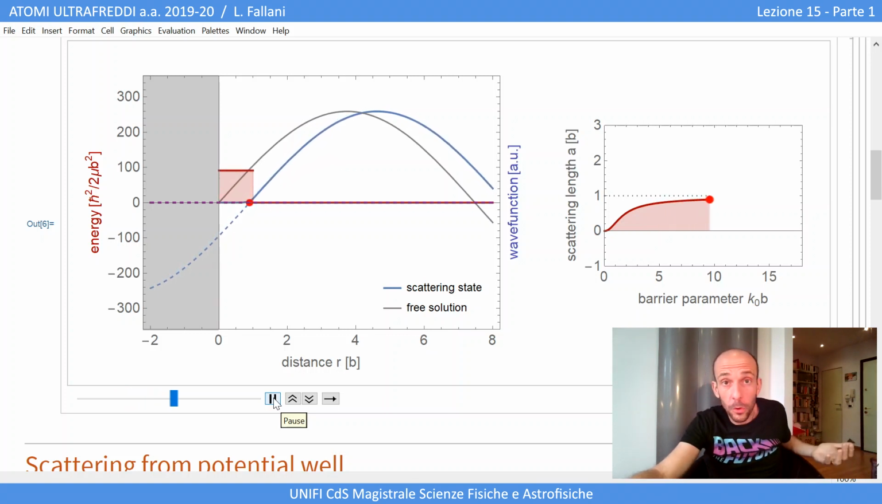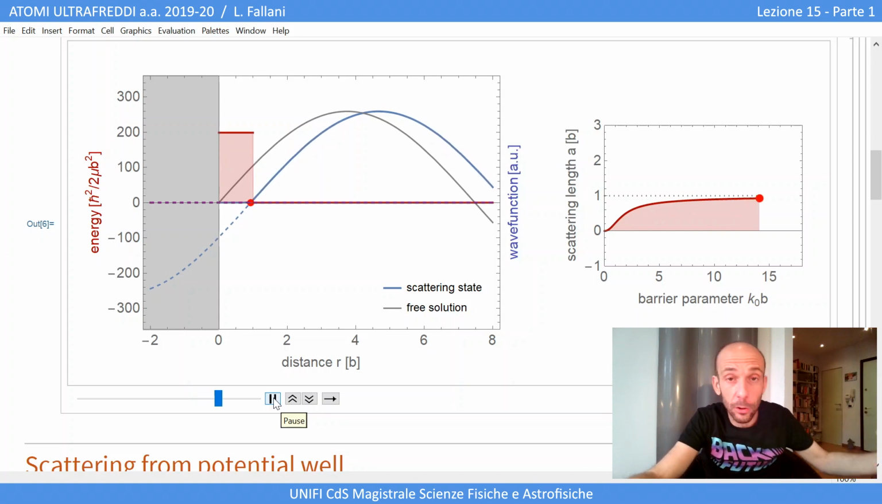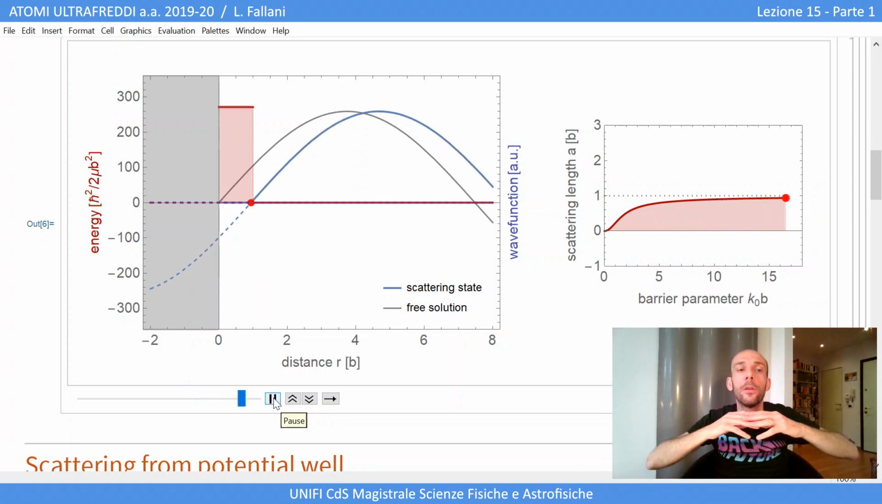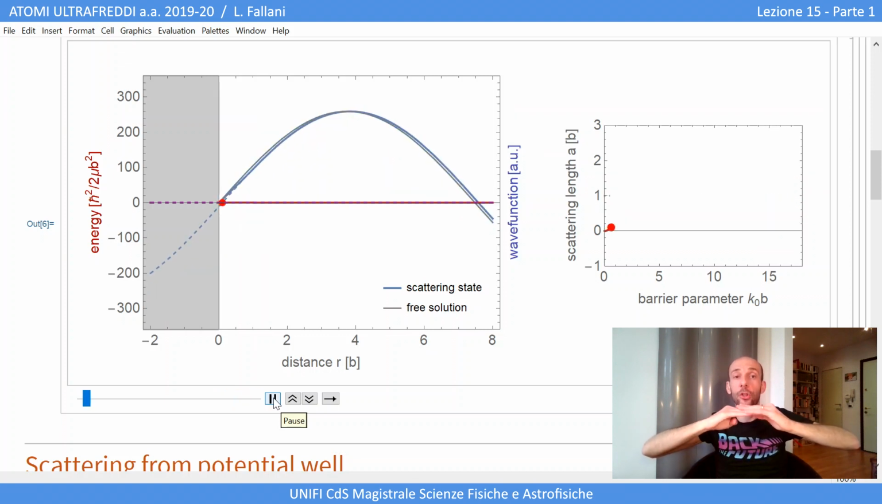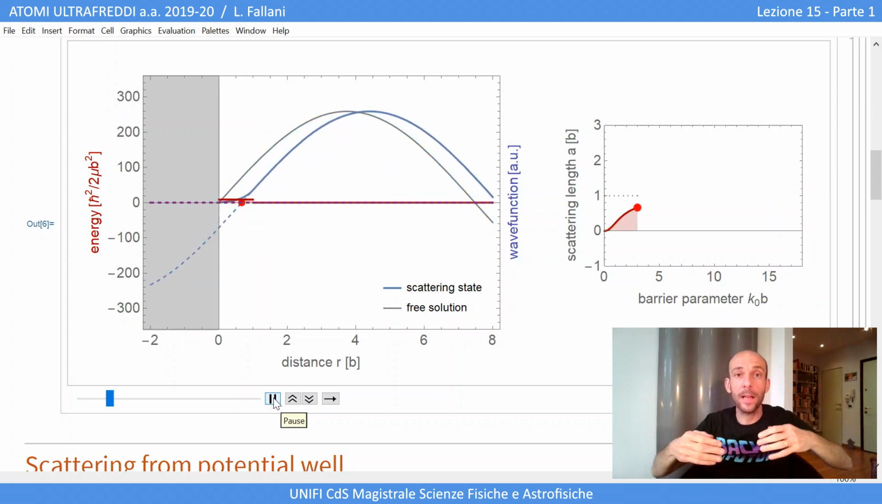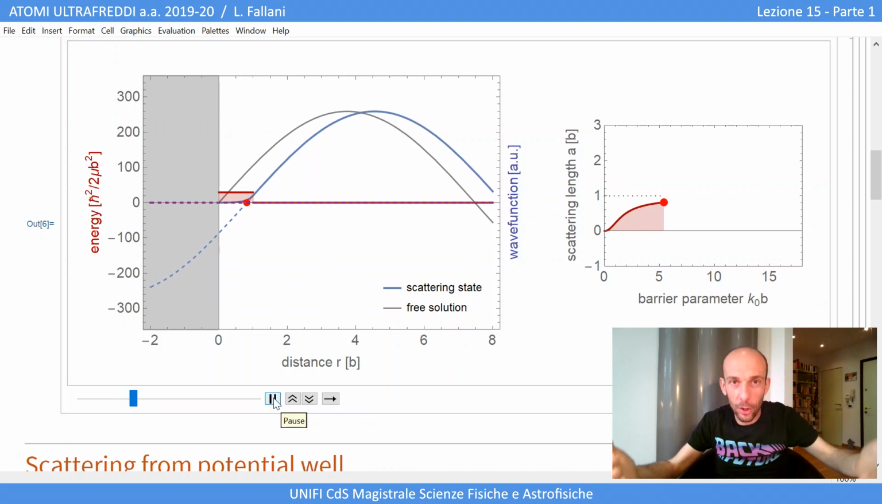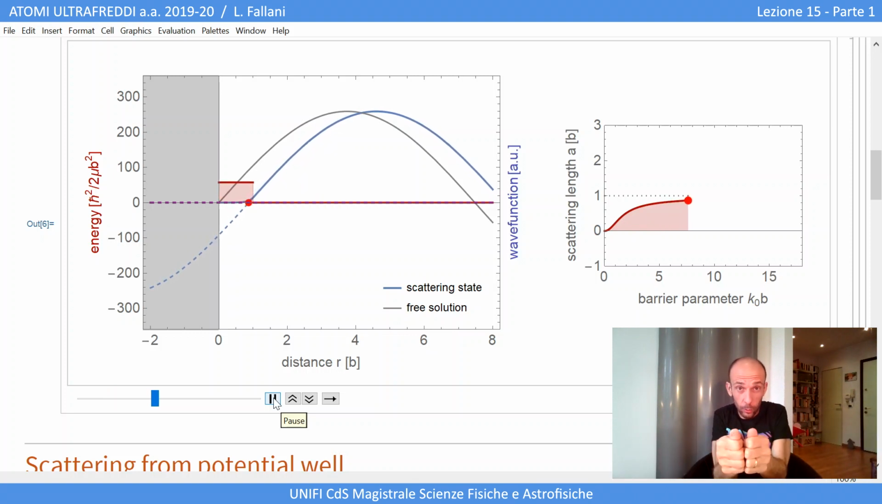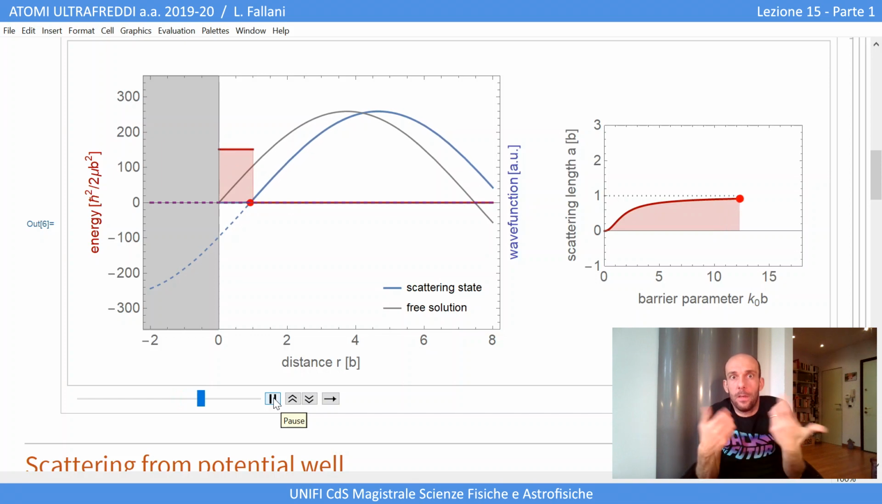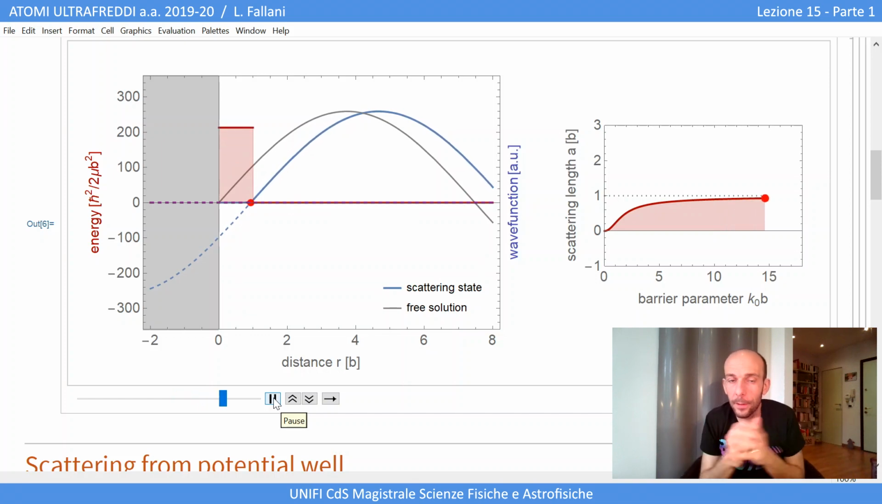And of course, this has a quite clear understanding also from a classical point of view, because you have a positive potential energy. So atoms will have to pay some energy cost if they want to stay close to each other. And of course, this means that the collision will have a repulsive effect.